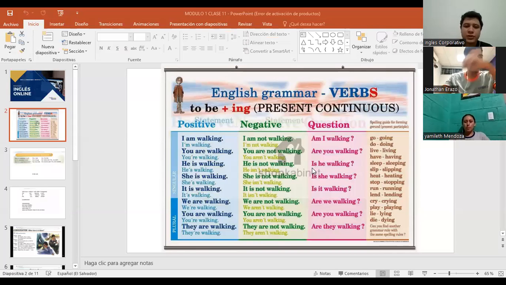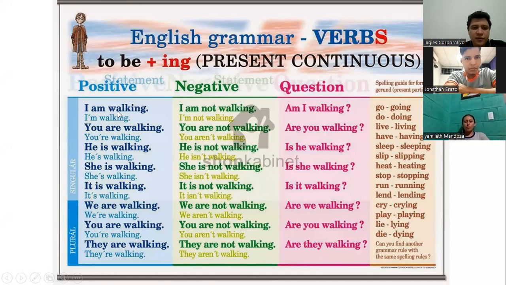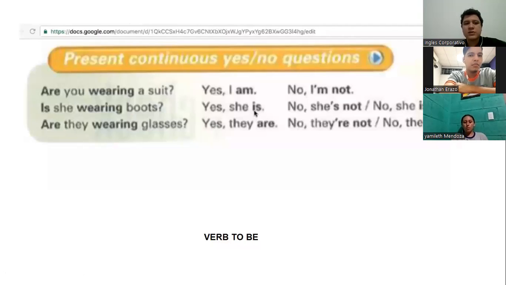So guys, remember that we were talking about present continuous, or progressive, right? ¿Se acuerdan que estábamos hablando del presente continuo? Remember that in positive, para hacer una oración positiva, we have this: the subject, the verb to be, and the verb with ing. For the negative form: subject, verb to be, not, and the verb in ing. For a question, verb to be, subject, and the verb in ing. So you see positive: I'm walking. I'm not walking. Am I walking? You are walking. You're not walking. Are you walking?